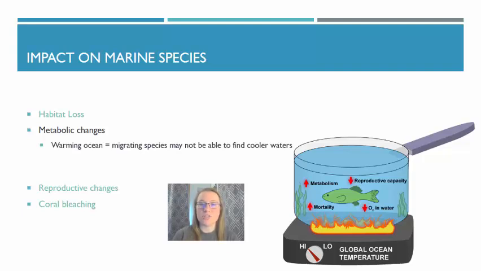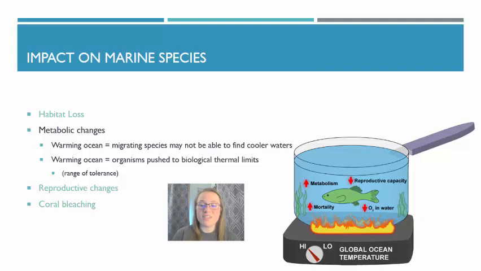Some of the impacts on the metabolism of these organisms include that migrating species might struggle to find cold enough waters in order to meet their life needs. That warming ocean is also going to push a lot of these organisms to their thermal limits. So remember our range of tolerance discussion from earlier in the year. Warmer water means that the metabolism of these creatures is increasing, and that means that they need to get more food in order to survive.